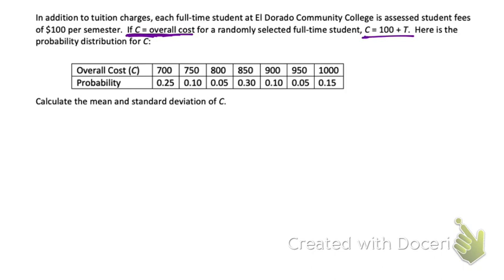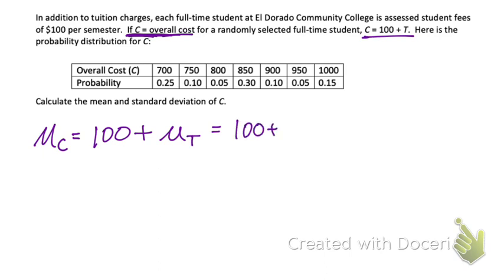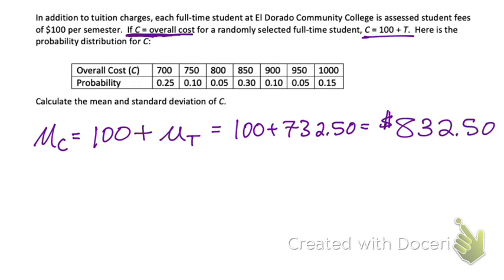So I added 100. The mean of C can be found by taking 100 and adding that to the mean of the tuition distribution that we just used. So I'm going to do 100 plus $732.50, and now I have $832.50 for tuition and fees on average.